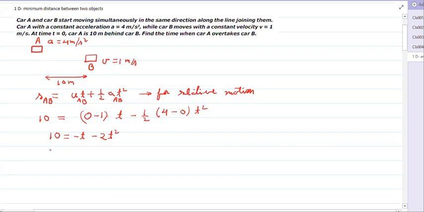Okay, so it will be 2t square minus t minus 10 equal to 0. So this we have to solve. So t will be equal to how much? Minus b plus minus root of b square, so 1 square, then minus 4ac. Okay, so we are getting what?